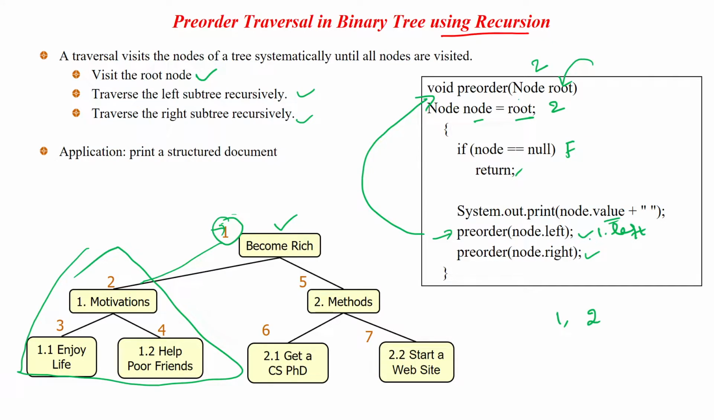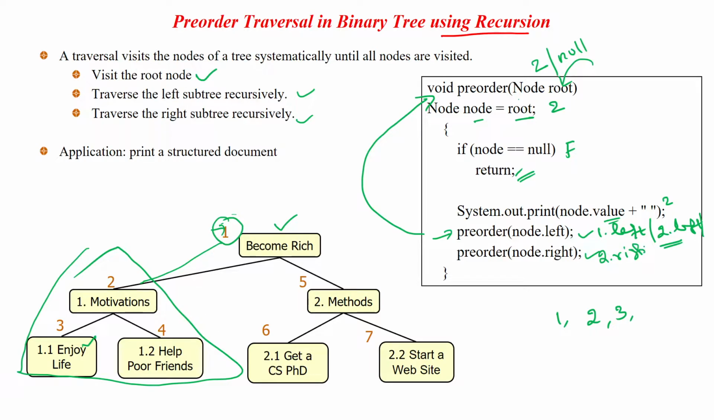Then after printing the 2, again we have to call 2 dot left. So 2 dot left is the node number 3. So 3 will be printed, so the left side is printed. Then again we pass 3 dot left, and 3 dot left is null. When null is passed, it returns nothing.